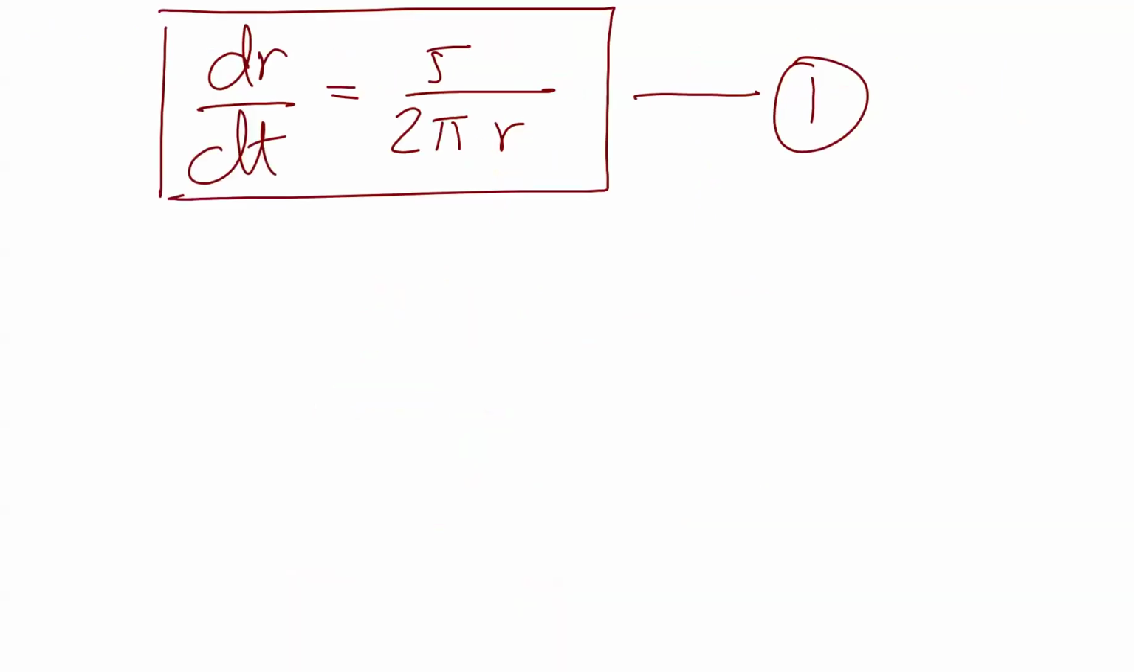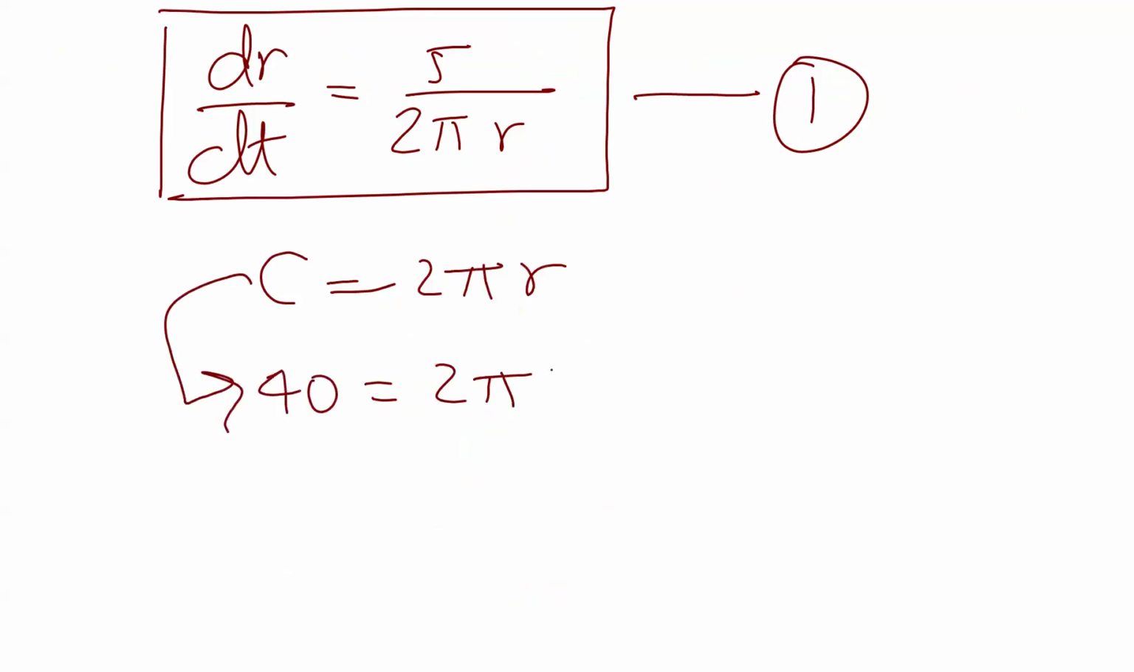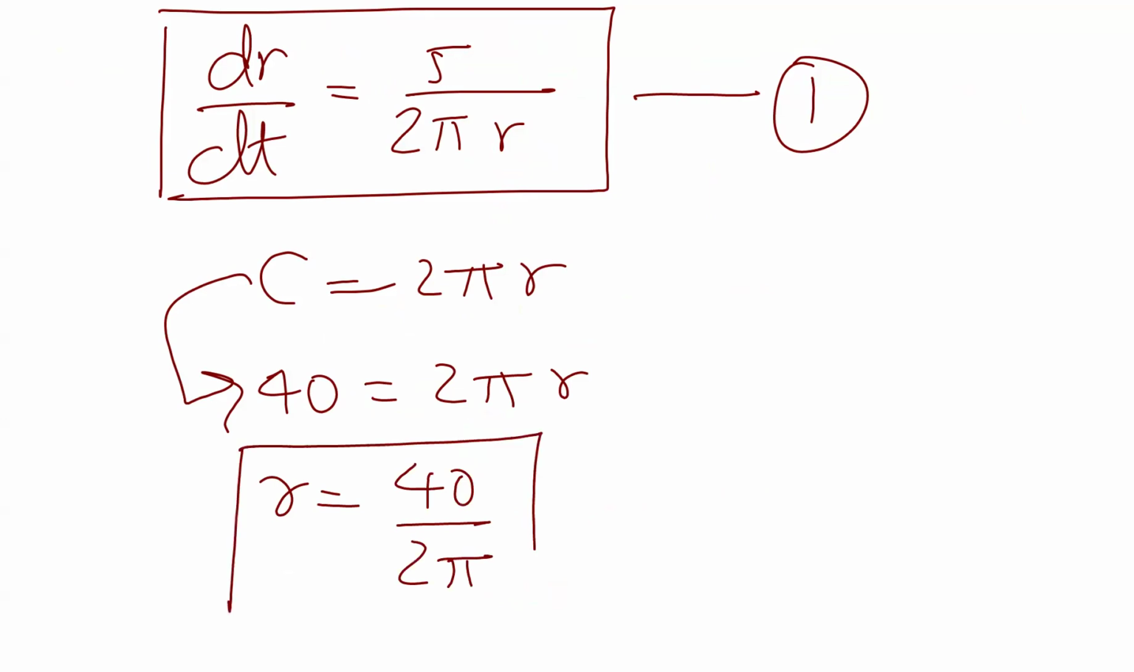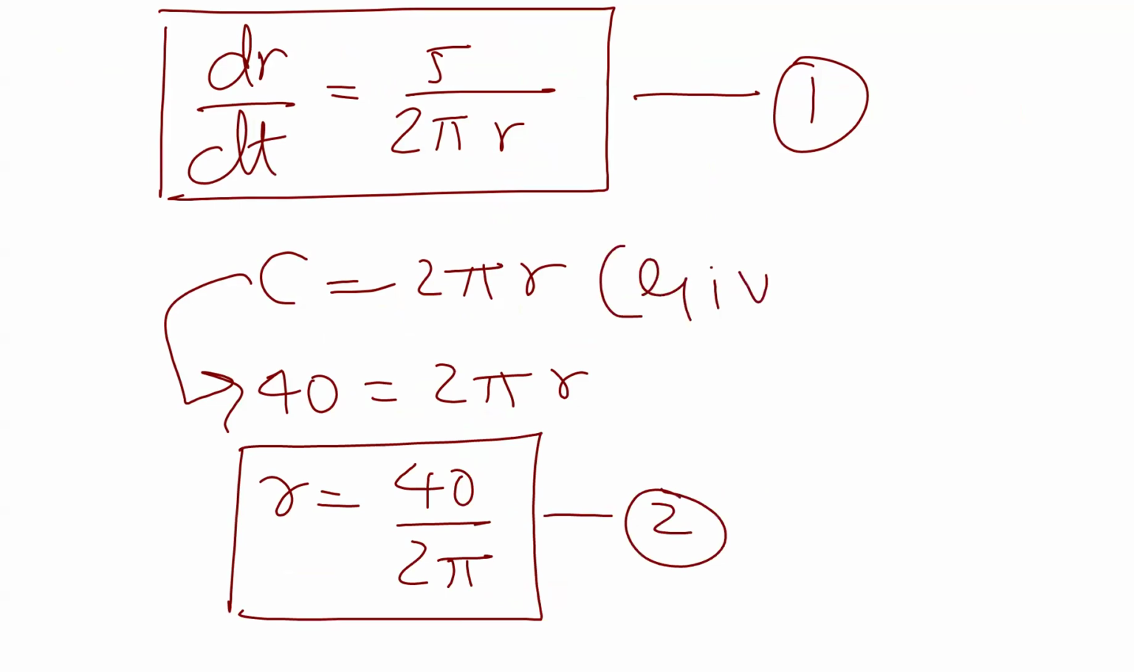Now they are saying initially the circumference is 40 centimeter. So C is equal to 2 pi r. This we know. The circumference is 40 centimeter, which is equal to 2 pi into r. R is equal to 40 upon 2 pi. So this is equation number 2. The initial circumference is 40 centimeters. That's given in the last line of the problem.